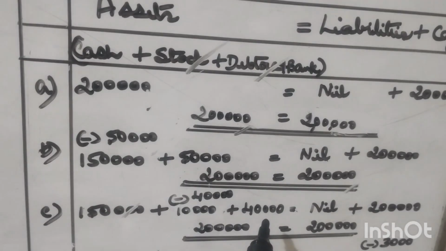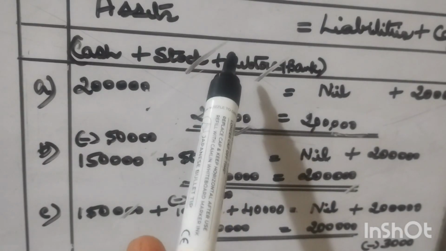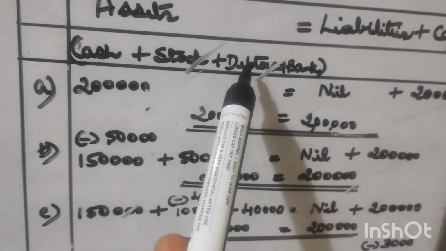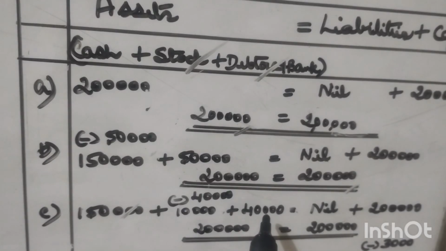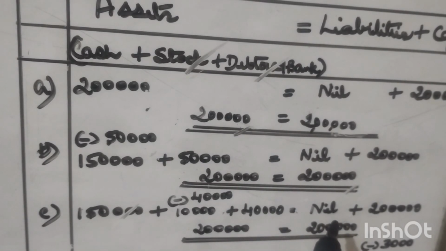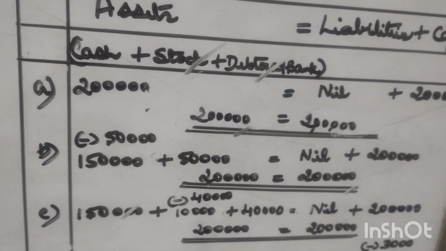So Ram is the customer. Firm has not received any cash from Ram because it is a credit sales transaction. As Ram is a debtor, debtors is an asset for the firm. So this 40,000 appears under the asset side. Firm does not have any liabilities. Capital amount will be 2 lakh. So we can equalize as 2 lakh is equal to 2 lakh.